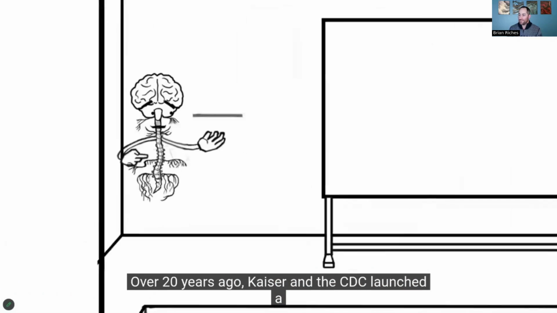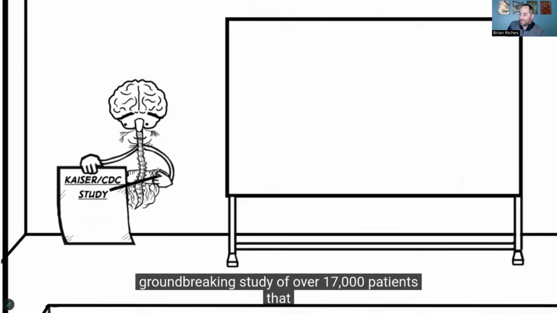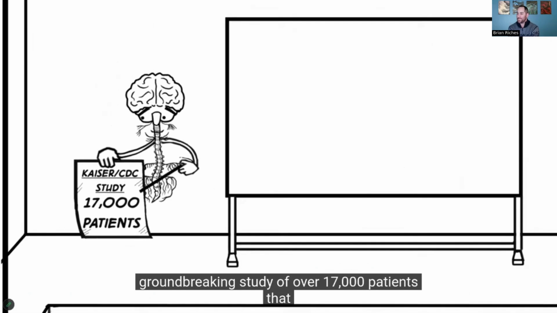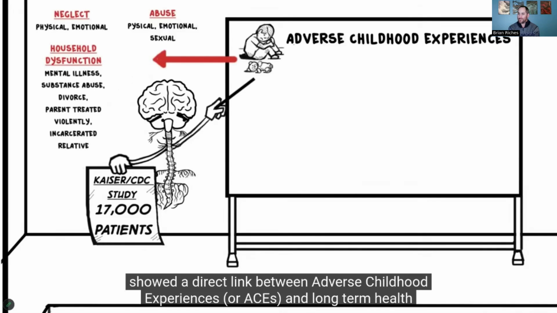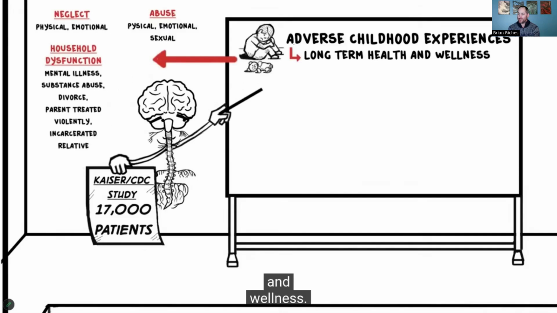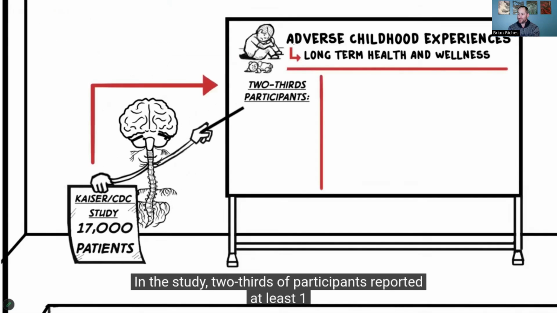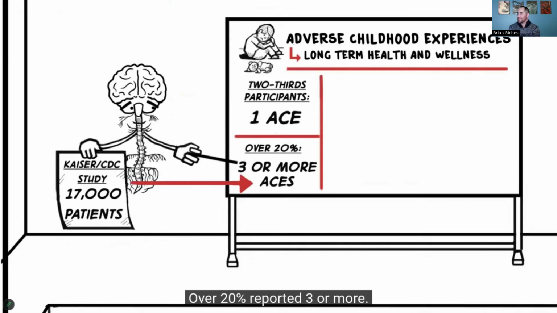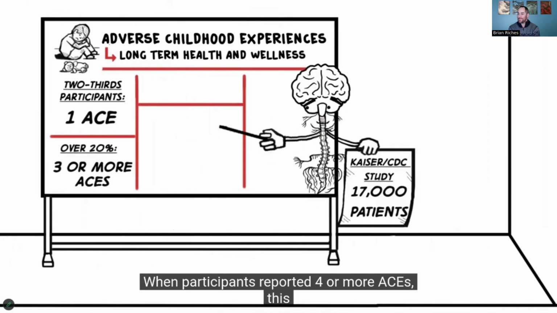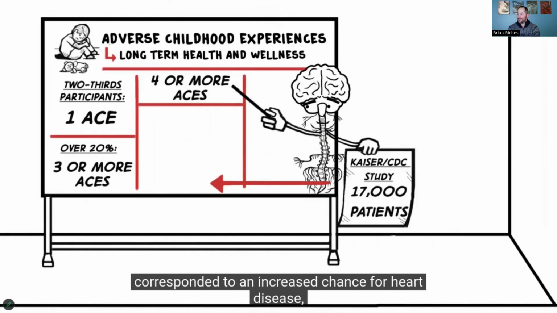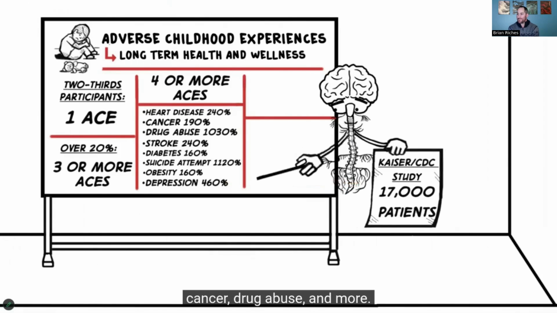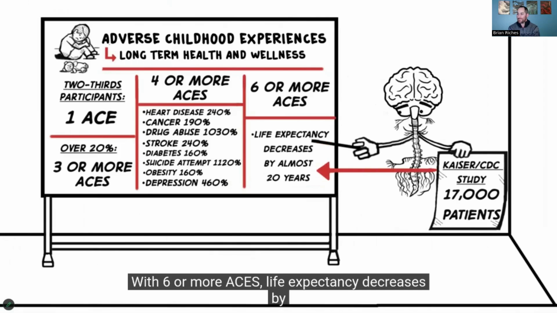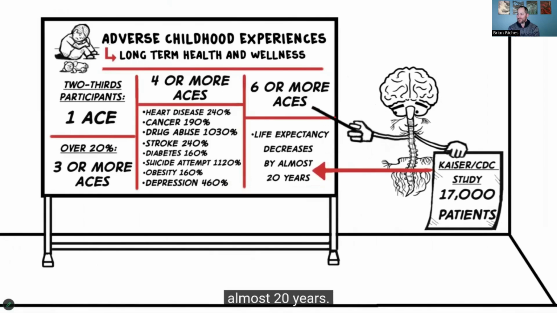Over 20 years ago, Kaiser and the CDC launched a groundbreaking study of over 17,000 patients that showed a direct link between adverse childhood experiences, or ACEs, and long-term health and wellness. In the study, 2/3 of participants reported at least one ACE. Over 20% reported 3 or more. When participants reported 4 or more ACEs, this corresponded to an increased chance for heart disease, cancer, drug abuse, and more. With 6 or more ACEs, life expectancy decreases by almost 20 years.